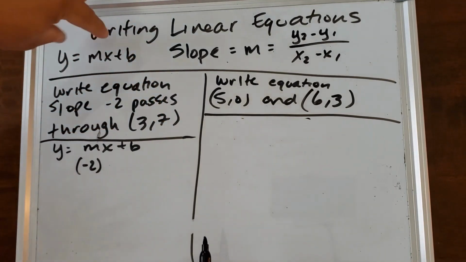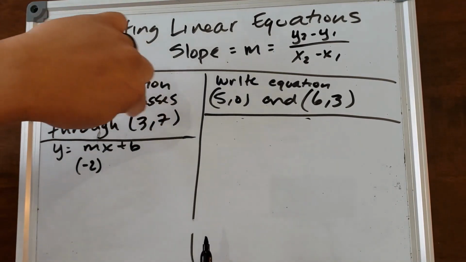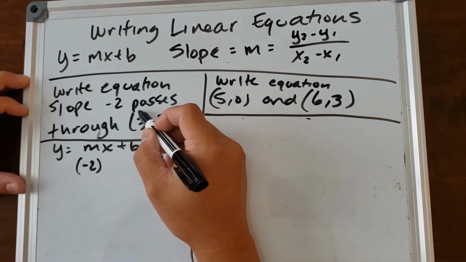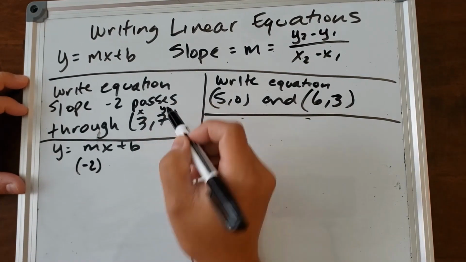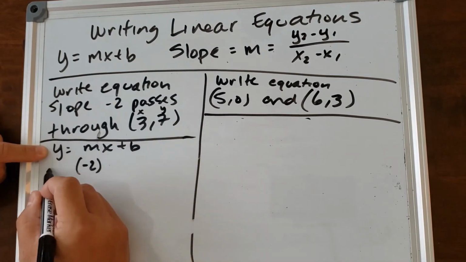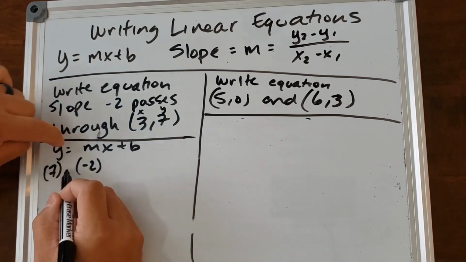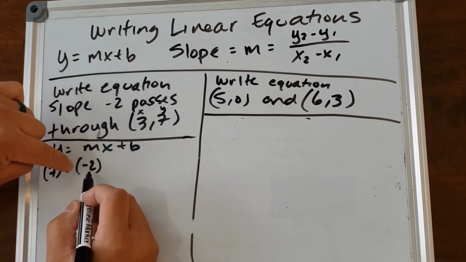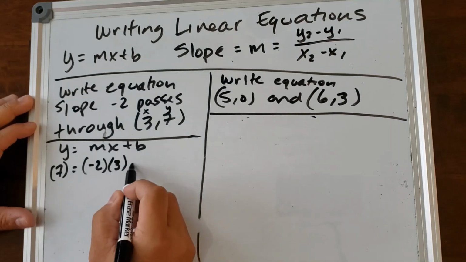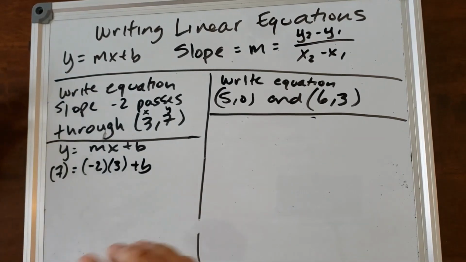Remember, this is an x and a y. So which one of these is the x and which one is the y? Well, 3 is my x and 7 is my y. Remember, it's x comma y. So I'm just going to fill these in. This is y, so that's where the 7 is going to go. I'm going to put my parentheses. Then there's an equal sign, then the m that we already did, and then the x, which was 3, plus b. And now I'm just going to solve this.